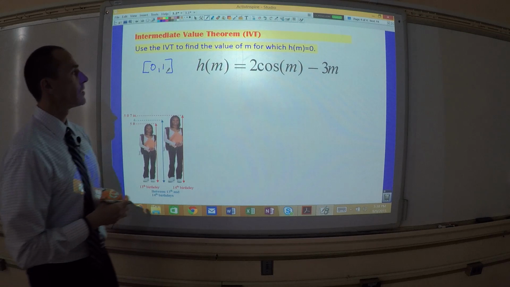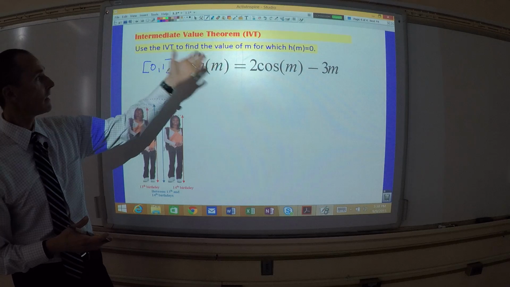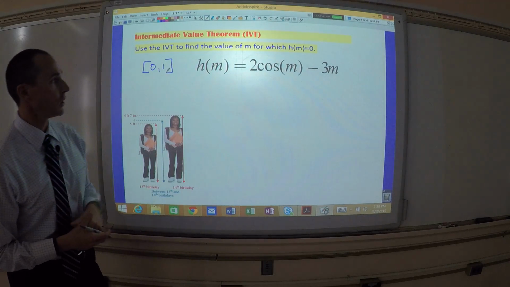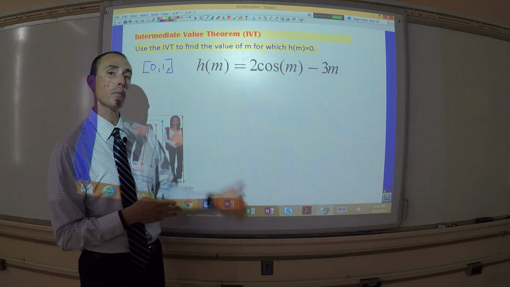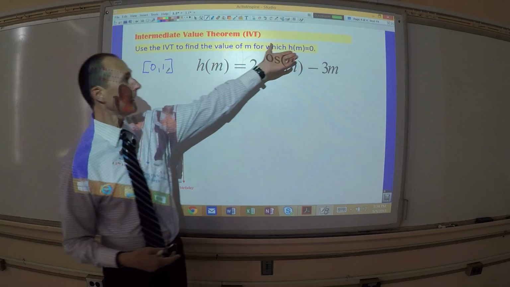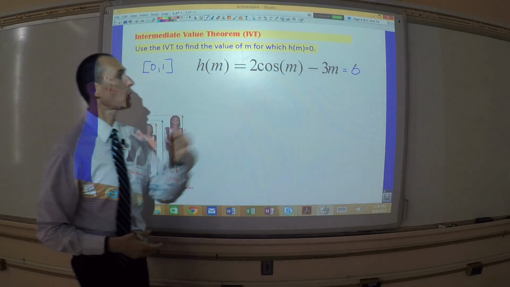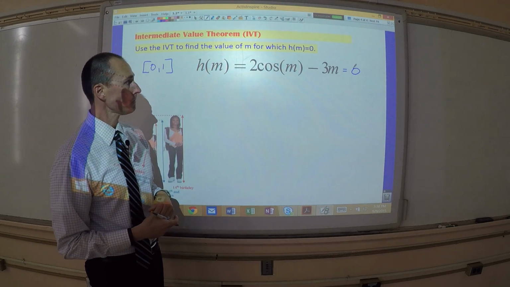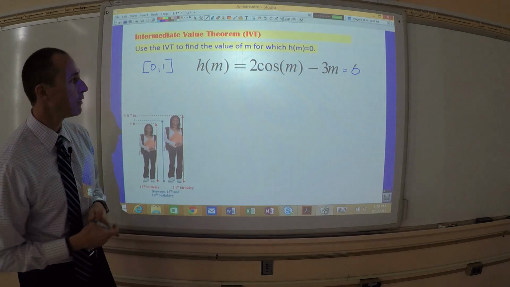Okay? So this question is saying use the intermediate value theorem. We have a continuous function to find the value of m for when h of m is equal to 0. And we're going to stay on this interval. So really, the intermediate value theorem tells us what's supposed to happen, but it doesn't tell us how to do it. Well, here it kind of is saying we have to set this equal to 0, and we have to solve it. Now, this is going to require a calculator, so make sure you're in radian mode. I'll give you a minute. And let's just take 1 second, get your calculator, and go find that value.